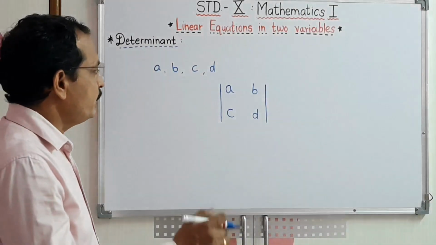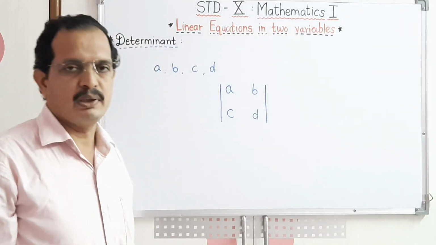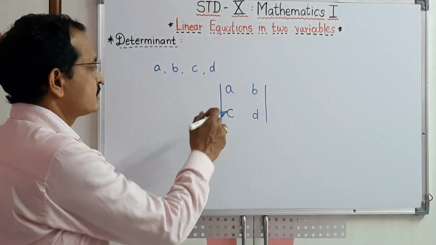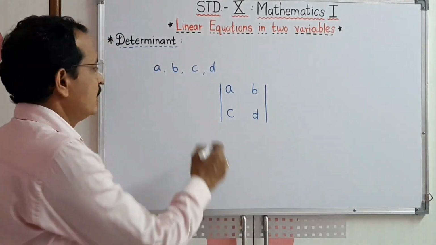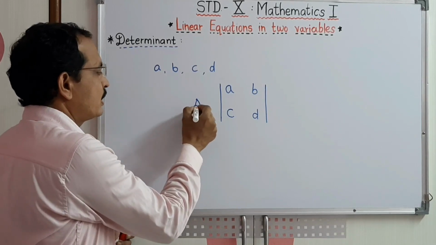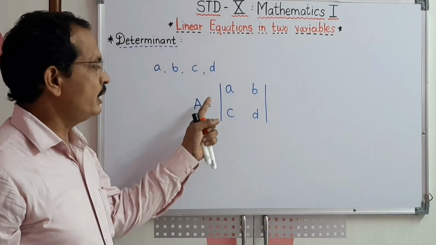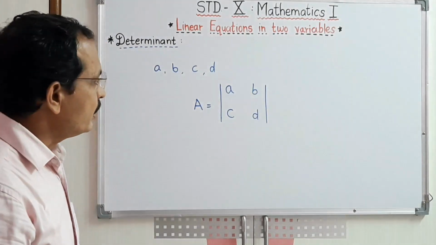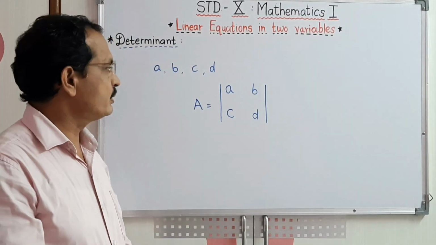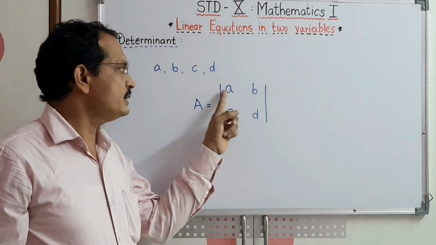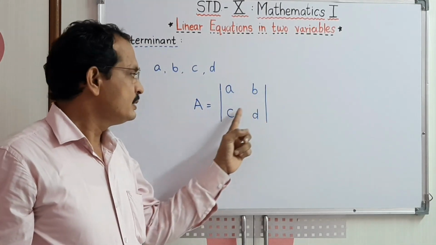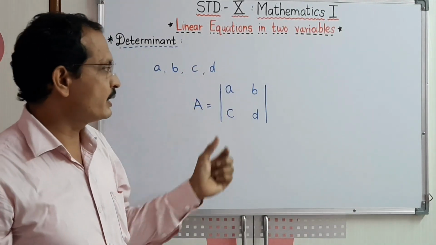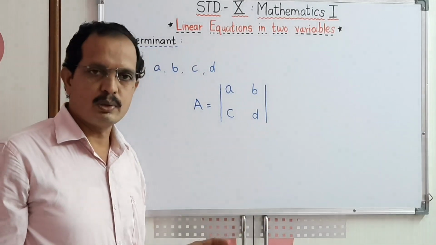Now, to denote a determinant we use a capital letter. Suppose I write capital letter A is equal to the determinant with A, B, C, D. In this case, we observe that A and B are the first row, and C and D are the second row. That means in the first row two numbers are written, and in the second row there are two numbers.